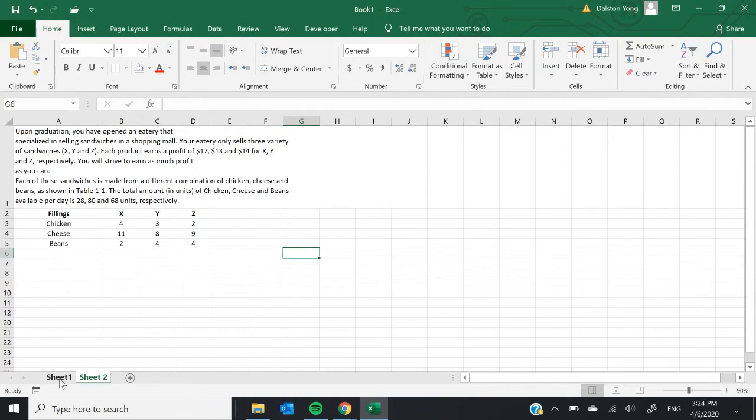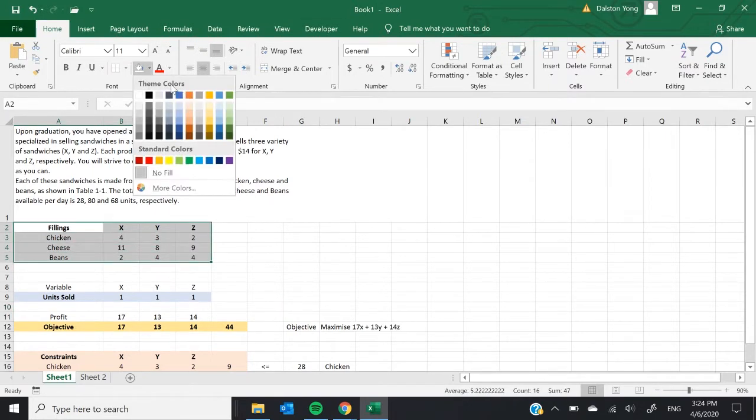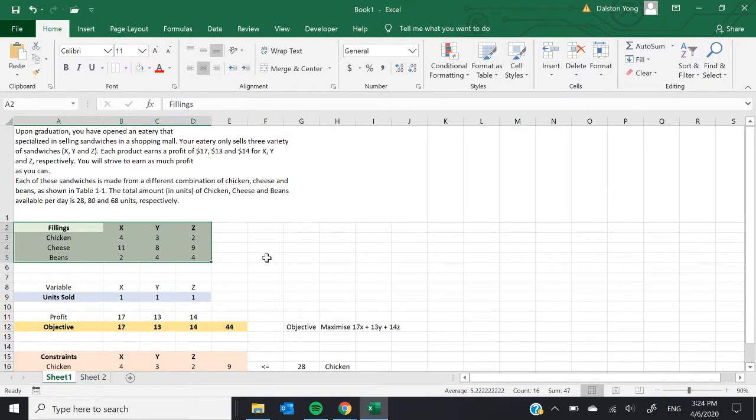All right, I assume you have already done your reading. I've actually prepared another sheet beforehand. So a lot of numbers here. Don't worry, let's look at it part by part. Let's focus on this table because there's a lot of information here that we need to digest. Taking a very quick look at it, for every sandwich X we want to make, these are the ingredients we require: 4 units of chicken, 11 units of cheese, and 2 units of beans. Likewise for Y and Z.